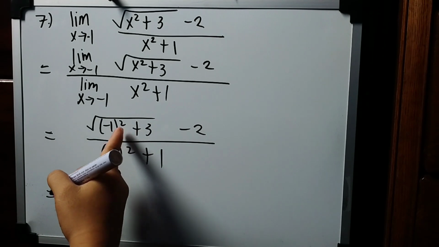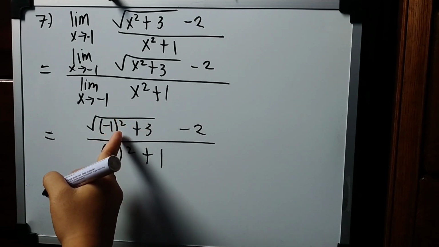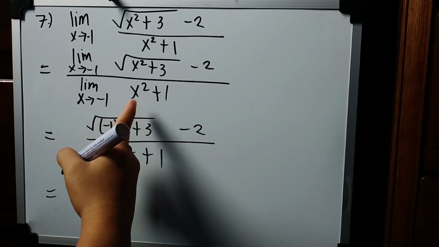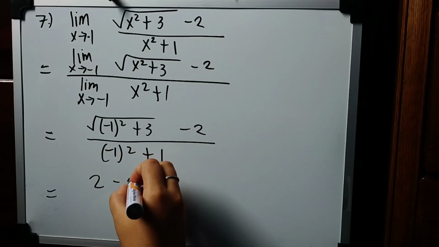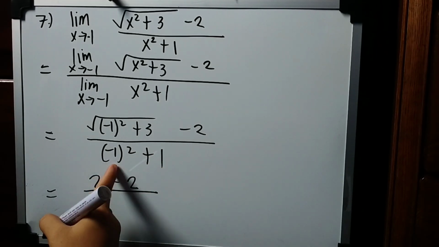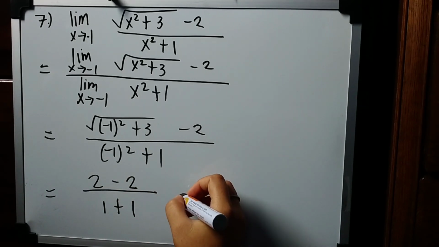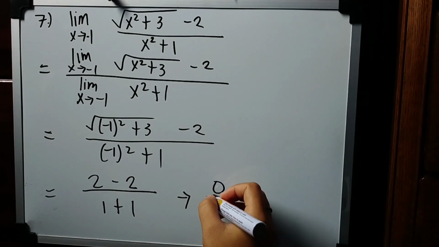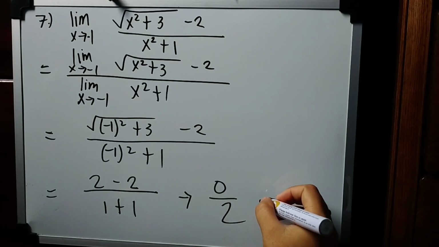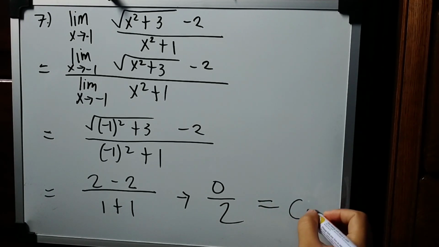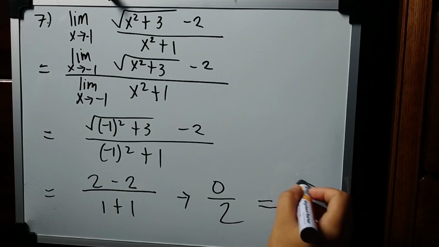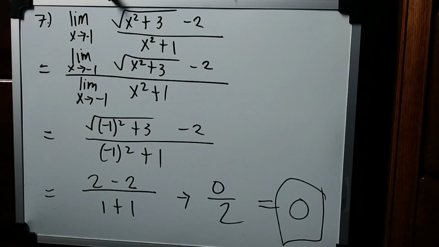Then we have here negative 1 squared is equal to 1, plus 3 is equal to 4, and then the square root of 4 is equal to 2, minus 2, all over negative 1 raised to 2 is equal to 1, plus 1, which is equal to 0 over 2. And for our final answer, we have 0 here as our limit. So our limit for the 7th example is equal to 0.